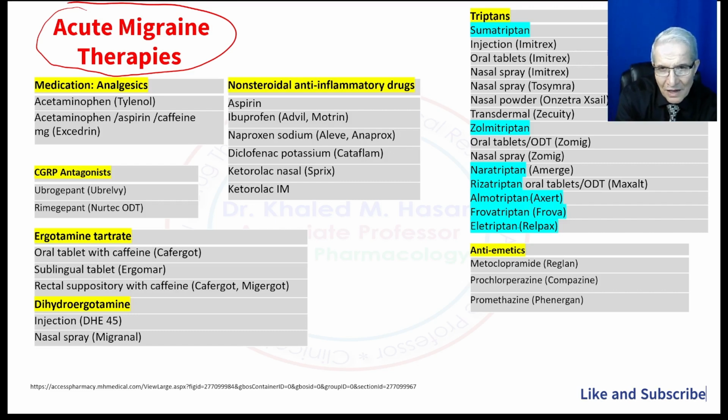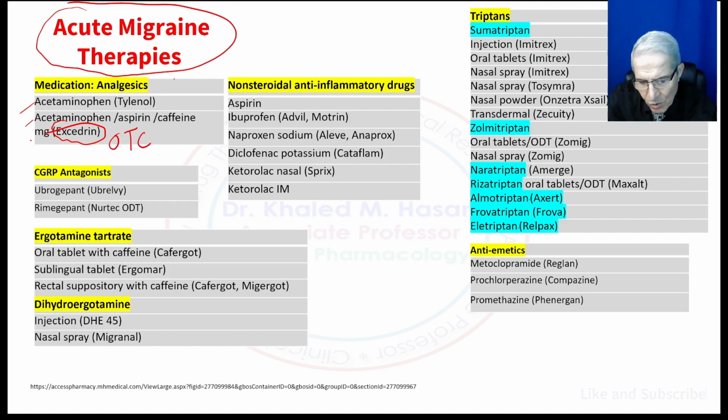But we have guidelines, and we need to follow these guidelines. For medication, analgesics, for example, we can go with Tylenol, acetaminophen, or we can go with Tylenol with aspirin and caffeine, Excedrin, for example, available as combination therapy, and OTC, no prescription needed. So number one, acetaminophen, or acetaminophen plus aspirin and caffeine.